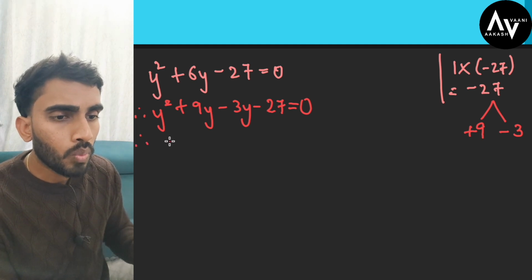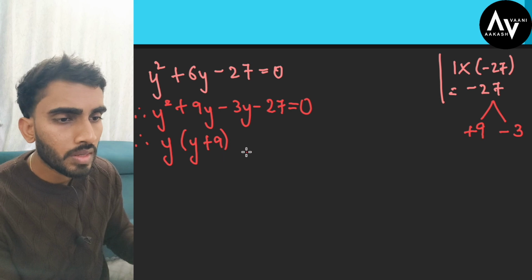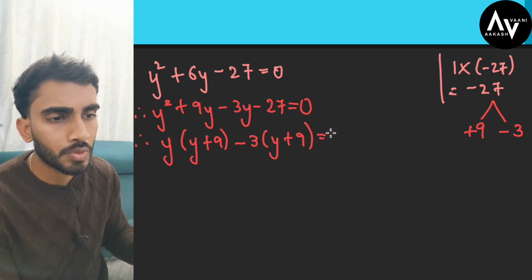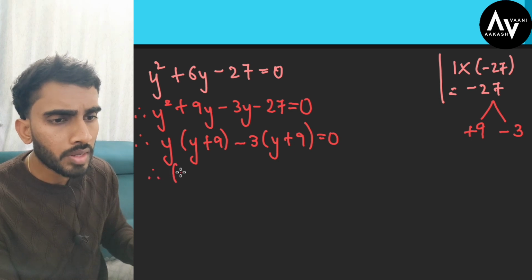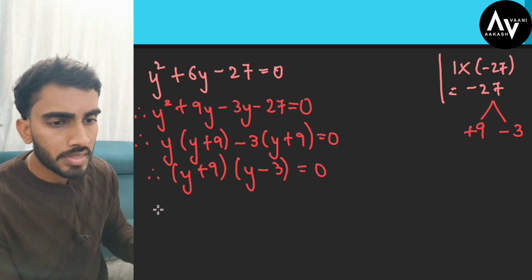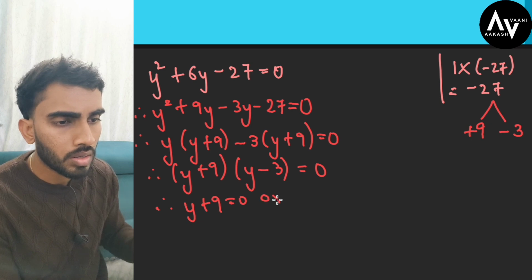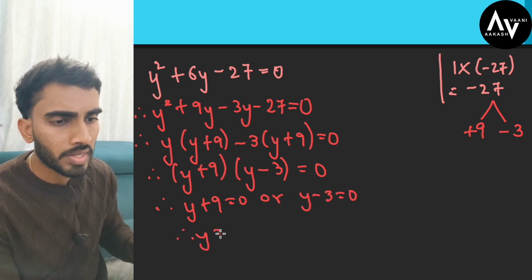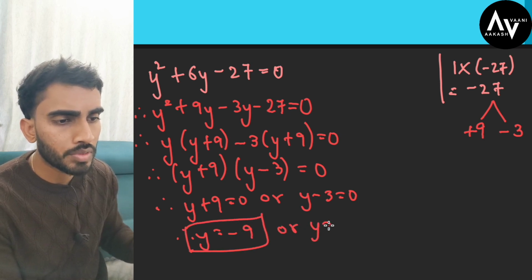Now y is common from the first two terms. Inside the bracket we'll have y plus 9, and here minus 3 is common, so y plus 9 again. In one bracket will come y plus 9, in the other bracket will come y minus 3, equals 0. As a result, it will become y plus 9 equals 0, or y minus 3 equals 0. As a result, y equals minus 9, or y equals 3.